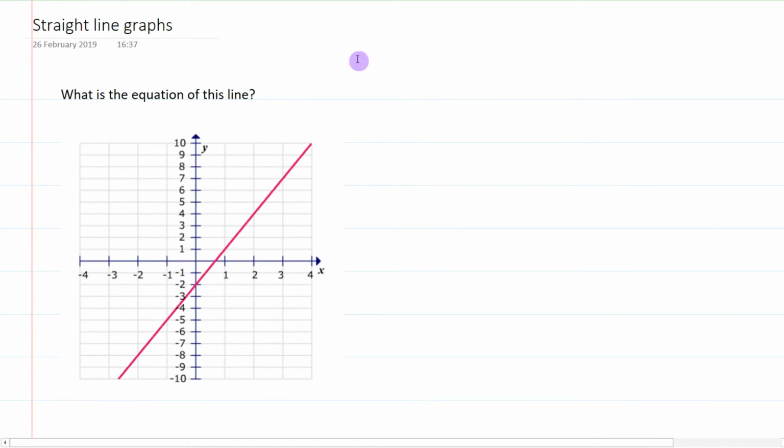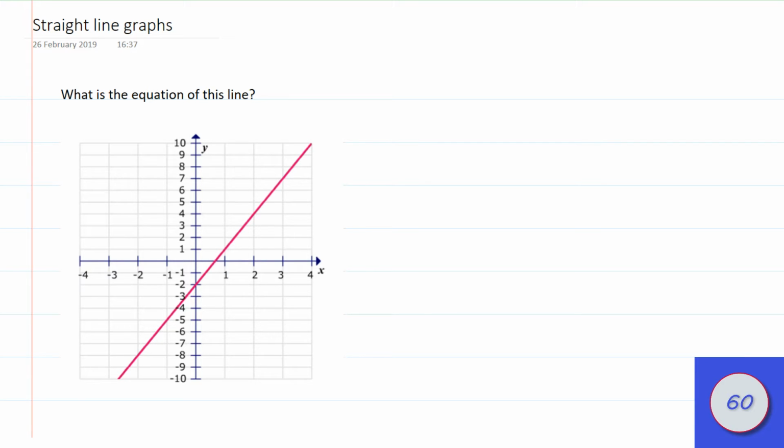Anyway, first question, what is the equation of this line? You probably had a little bit of a go at it. I'll give you 60 seconds to get started.